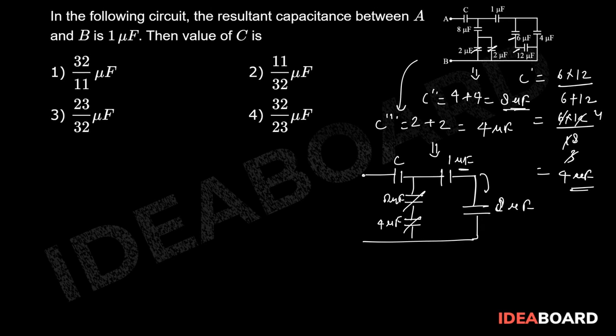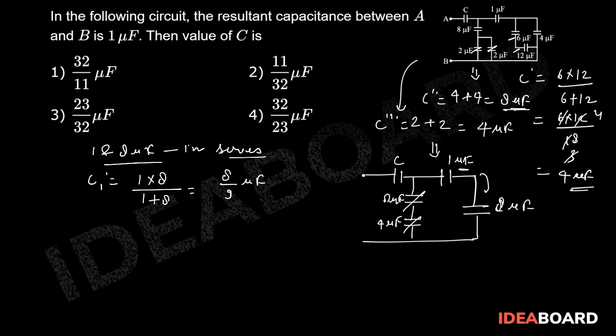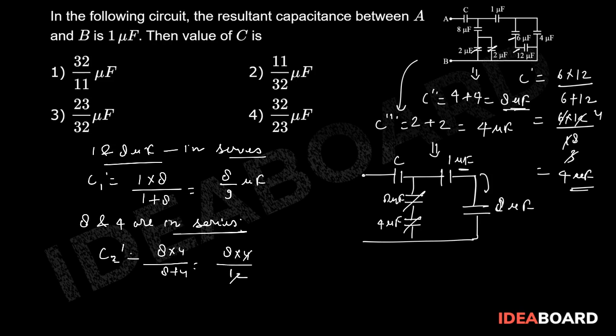So equivalent of 1 and 8 microfarad in series, so we get C1 dash is equal to 1 into 8 divided by 1 plus 8, which will give you 8 by 9 microfarad, and 8 and 4 are in series, right? So we will get C2 dash, which will be 8 into 4 upon 8 plus 4, which will give 8 by 12. So this will give you 8 by 3 microfarad.